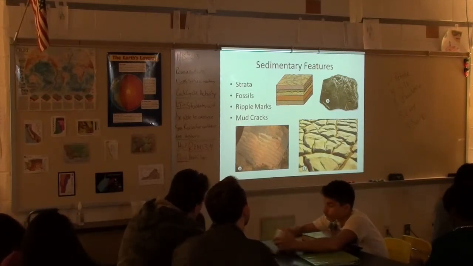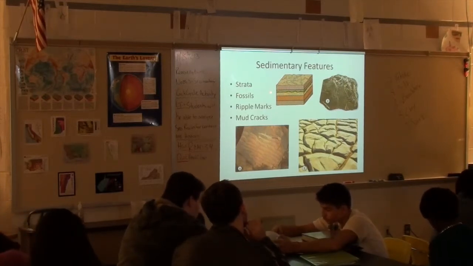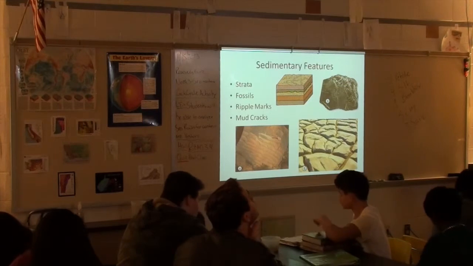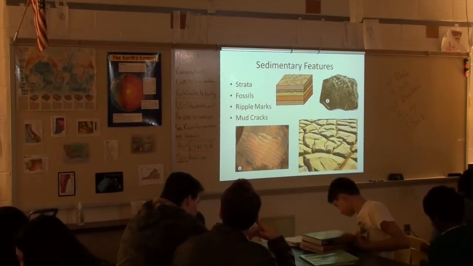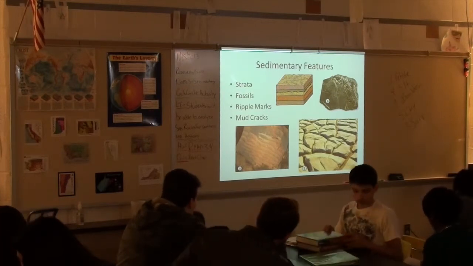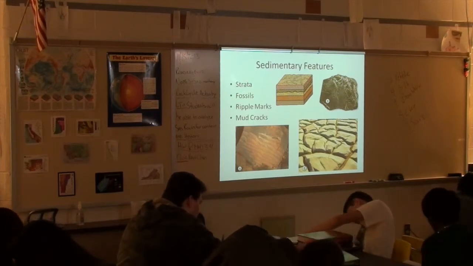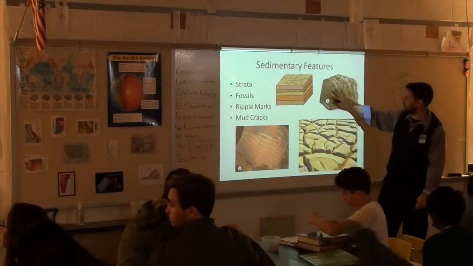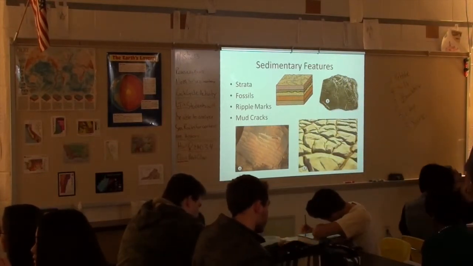Sedimentary rocks have really cool features to them. Different rock layers are called strata, so you should write down, if you haven't already, that strata equals different rock layers. Fossils are imprinted in the sedimentary rocks. They are not in igneous. They're not in metamorphic. They're only in sedimentary rocks. That's important. I would remember that. Ripple marks and mud cracks are here. Strata is the different layers. So here's the strata. Fossils, ripple marks, and mud cracks. Those should be fairly simple to remember.